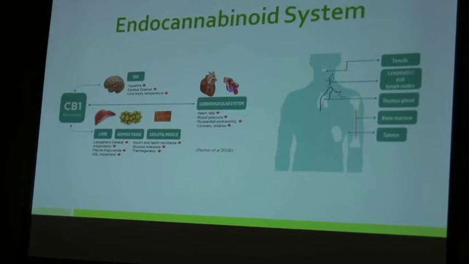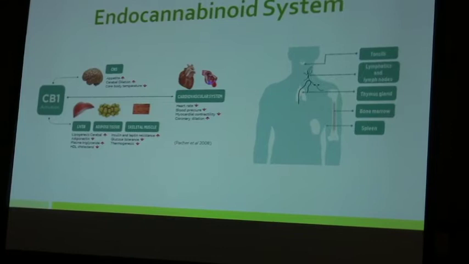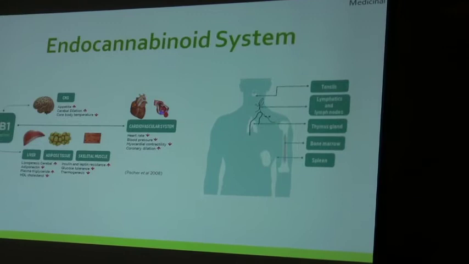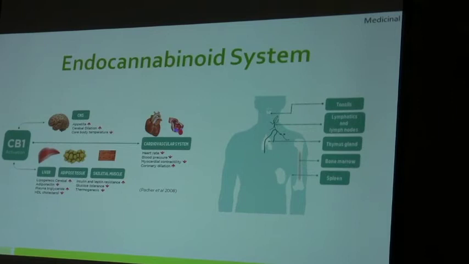CB1 receptors are found in the brain. When cannabinoids bind to those receptors, you get things like increased appetite, decreased body temperature. Those receptors throughout the body, such as in the liver, can help modulate things like glucose sensitivity, insulin synthesis pathways. There's a lot of application with diabetes and metabolism, fat burning properties. Really, we're scratching the surface, and there's a lot of potential that we can open up here.